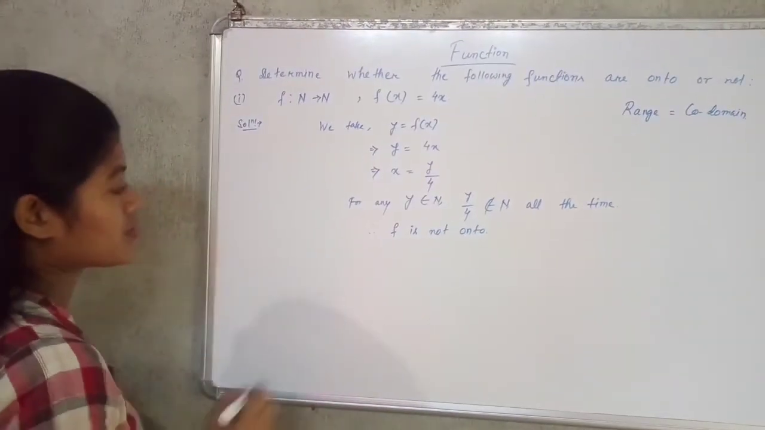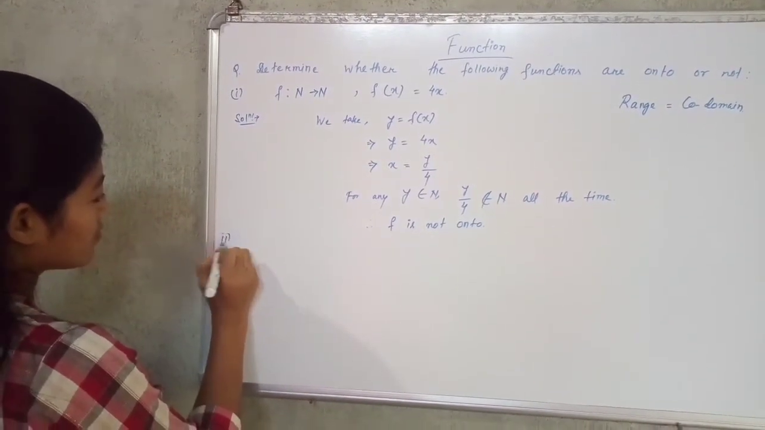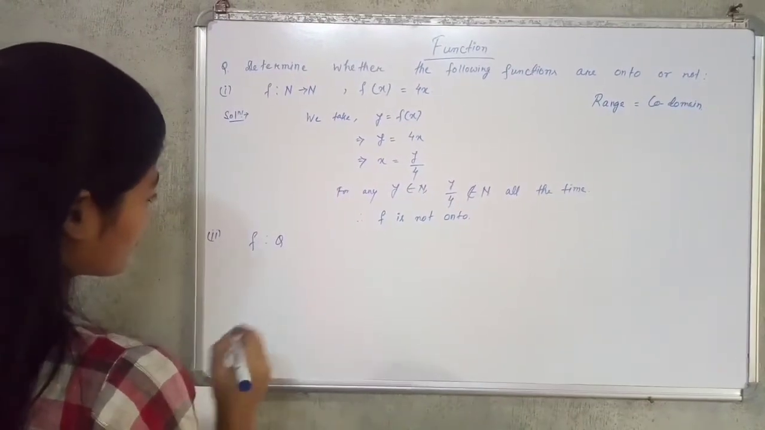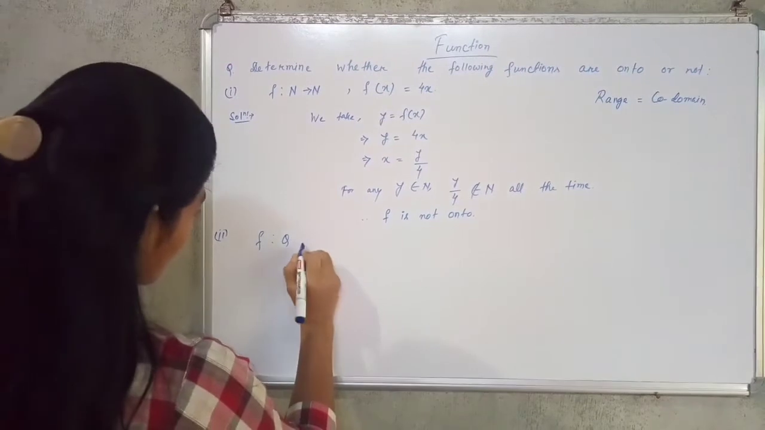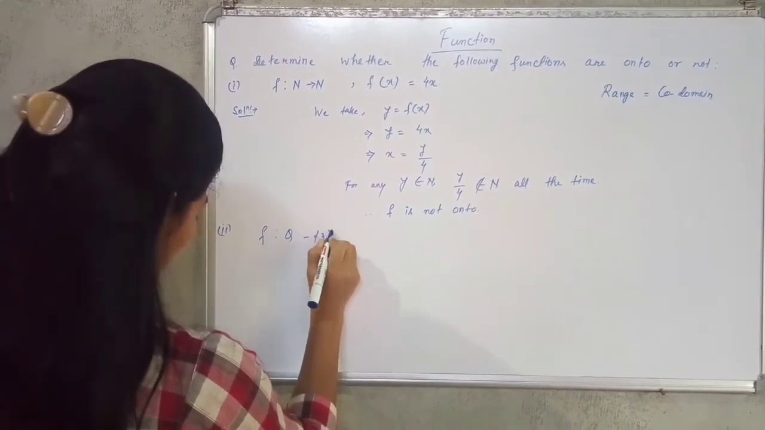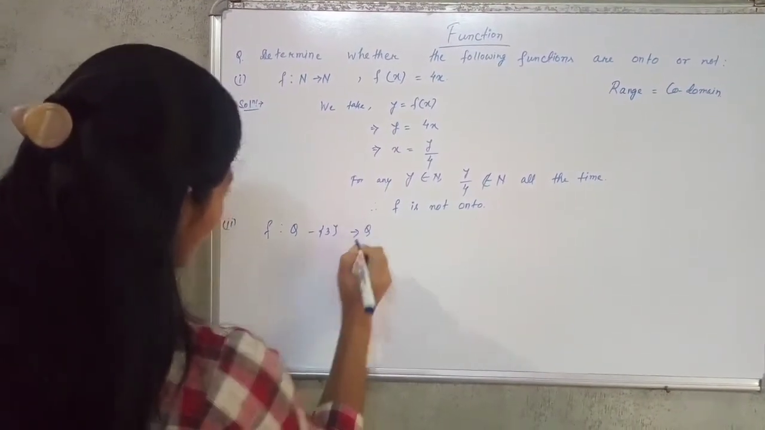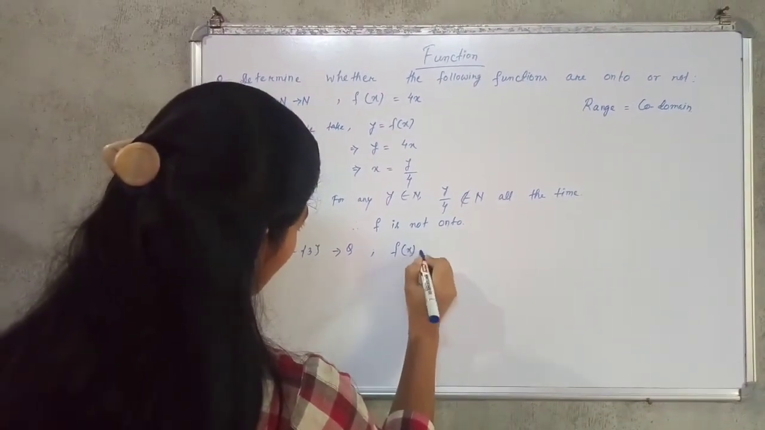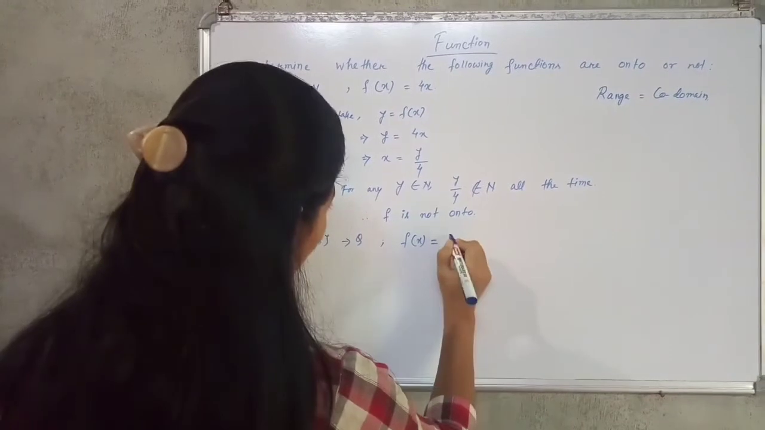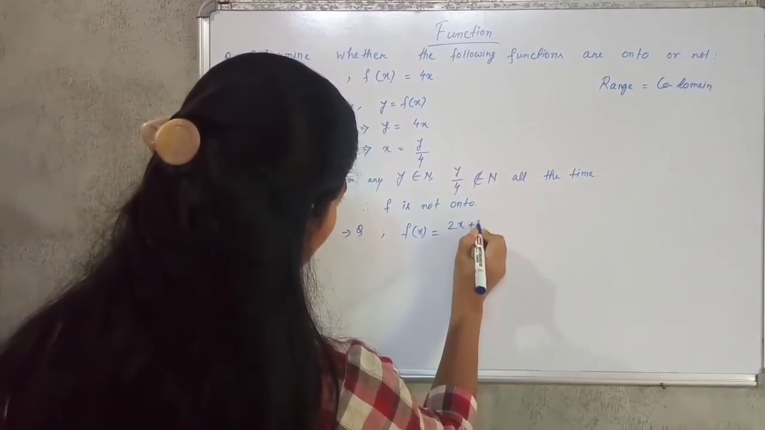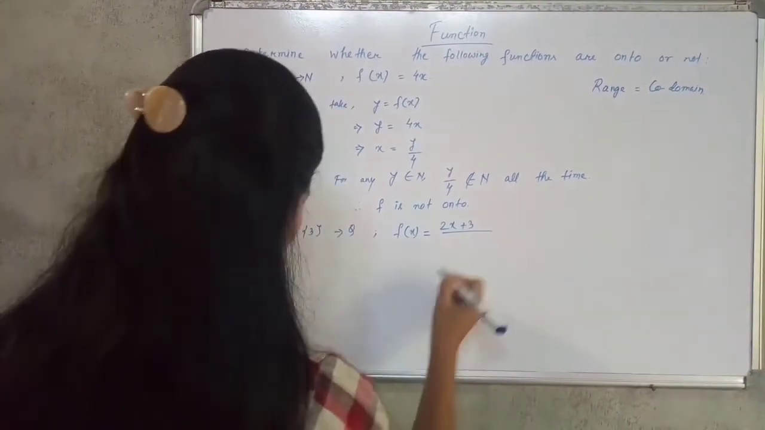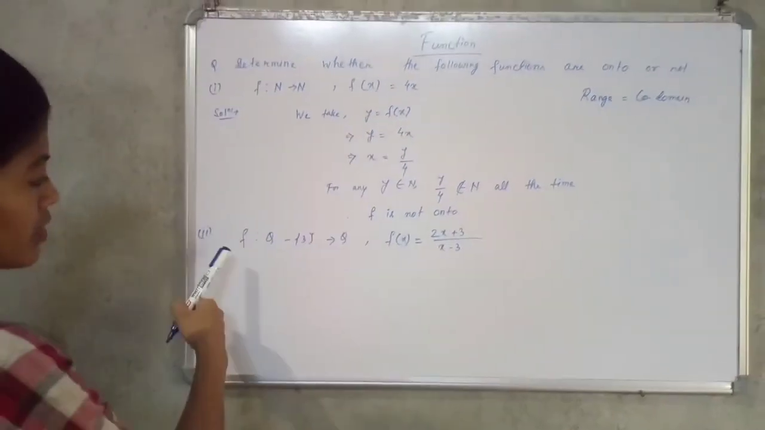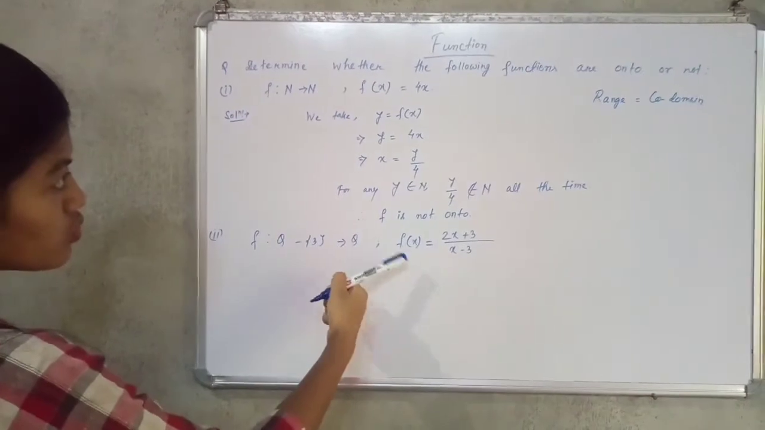Hence, this is done. The next question, a function f from the set of rational numbers Q minus 3 to Q, defined as f of x equal twice x plus 3 divided by x minus 3. We have to check whether this function f is onto or not.